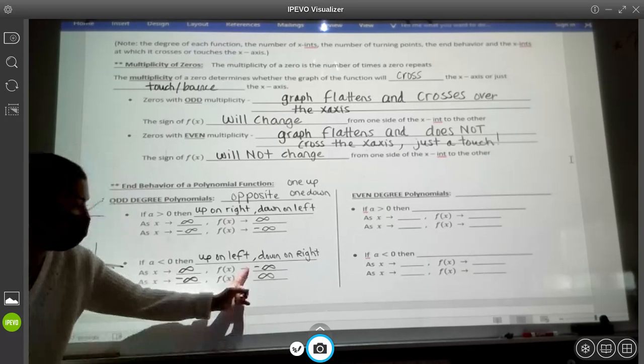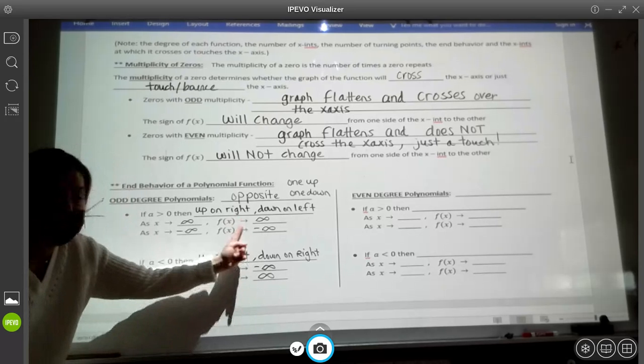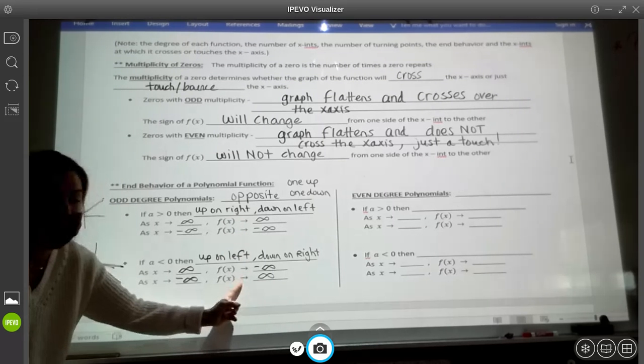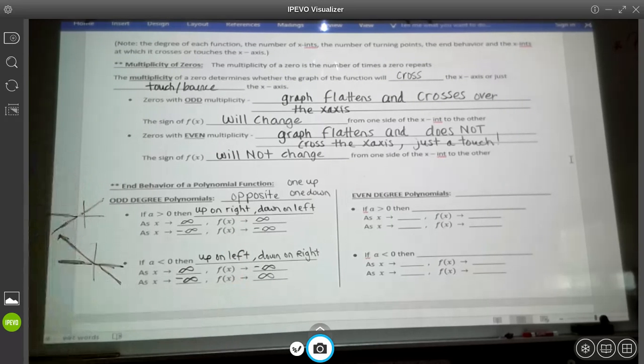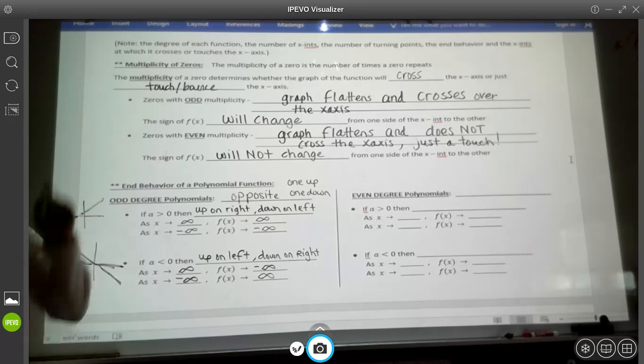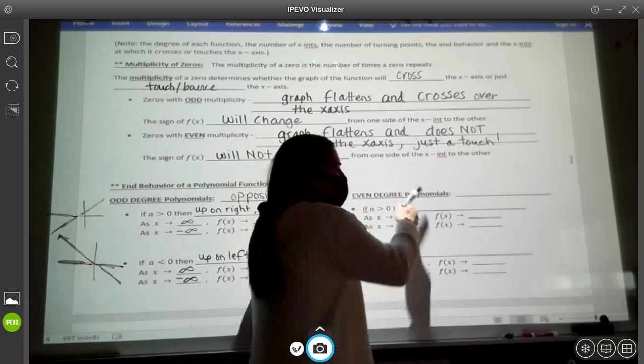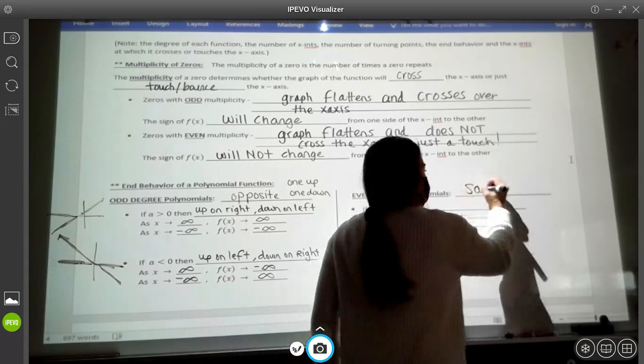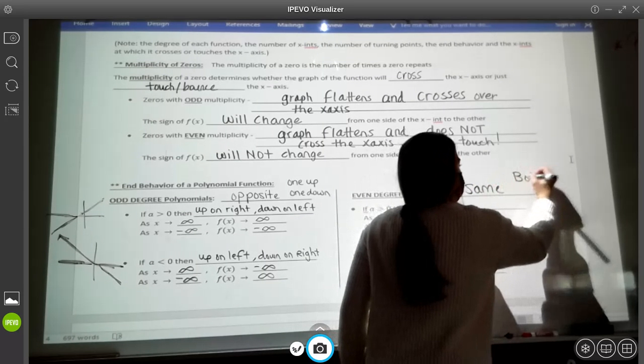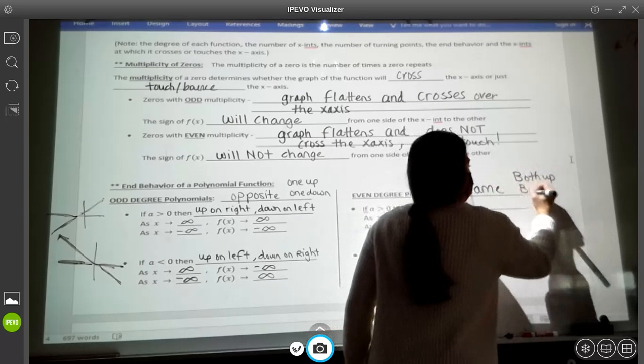But notice the end behavior is different. One end heads to infinity, the other end heads to negative infinity. Again, do you remember these rules? Do you remember the one up, one down? Perfect. And then the even degree. Remember, even degree polynomials' end behavior is the same. Either both up or both down.